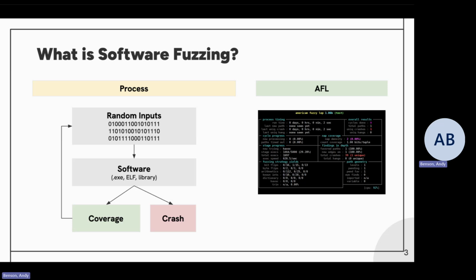AFL is a popular fuzzer, which is shown in the image on the right. It uses coverage-guided fuzzing to find bugs and crashes. To produce new inputs, it uses a variety of bit and byte flips, trimming, arithmetic operations, etc.